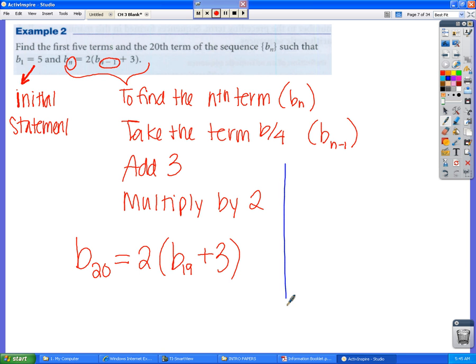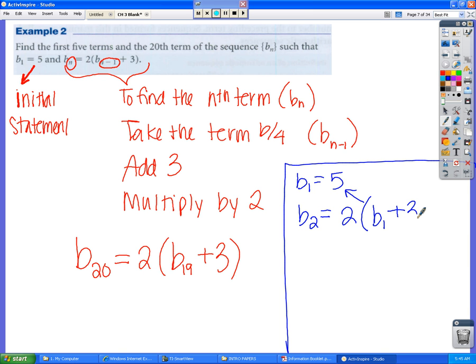So let's just at least find the first few terms so you understand how to use it. If b sub 1 is equal to 5, if I asked you to find b sub 2, it would be 2 times b sub 1, the term before it, plus 3, which in this case would be 8, so 16. B sub 3 says I would take 2 times b sub 2 plus 3, and so on. What you'll notice is if this was explicit and I asked you to find the 20th term, you would substitute 20 into a formula and get the 20th term. Here, for a recursive, if I want the 20th term, I need to know all the ones before it because of the definition given.